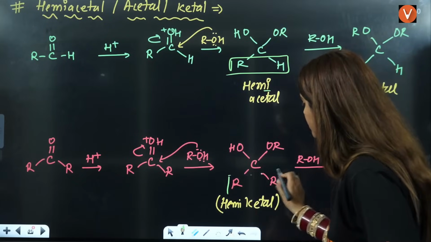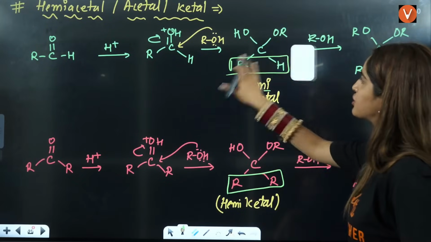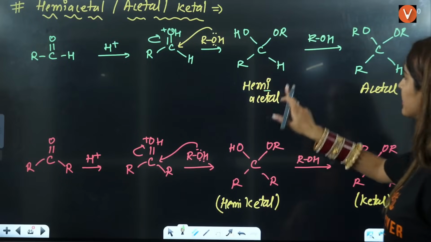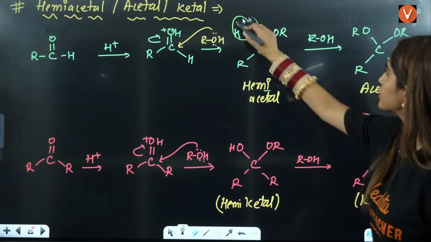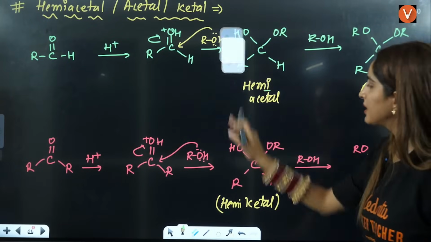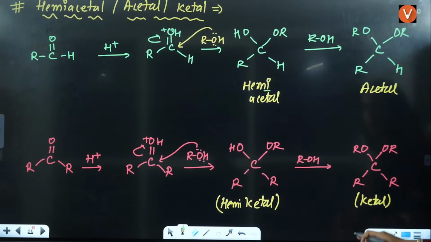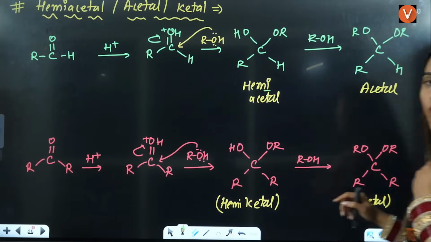This is RR, this is RH. Hemiacetal and acetal, this is the difference. This is OH, this is OR. Similarly, here if you add one more ROH, this OH is converted to OR.